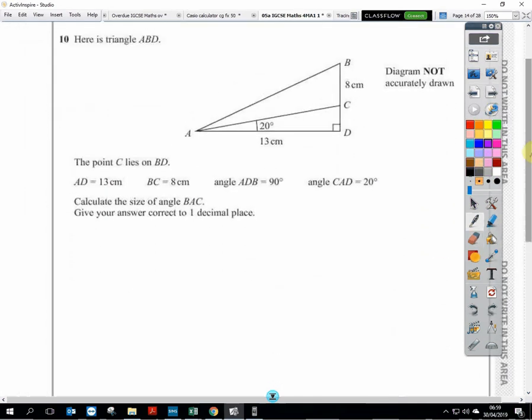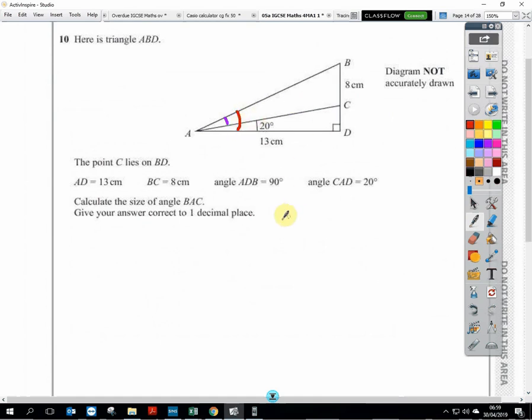Okay, next question. Calculate the size of angle BAC. BAC. So, this one here. We have two right-angled triangles overlapping each other. What I'm going to do is use the bottom right-angled triangle, and I'm going to work out this side here, CD. CD will eventually allow me to work out the length of BD, which will allow me to work out the size of all of this angle here. So that's the idea in this question.